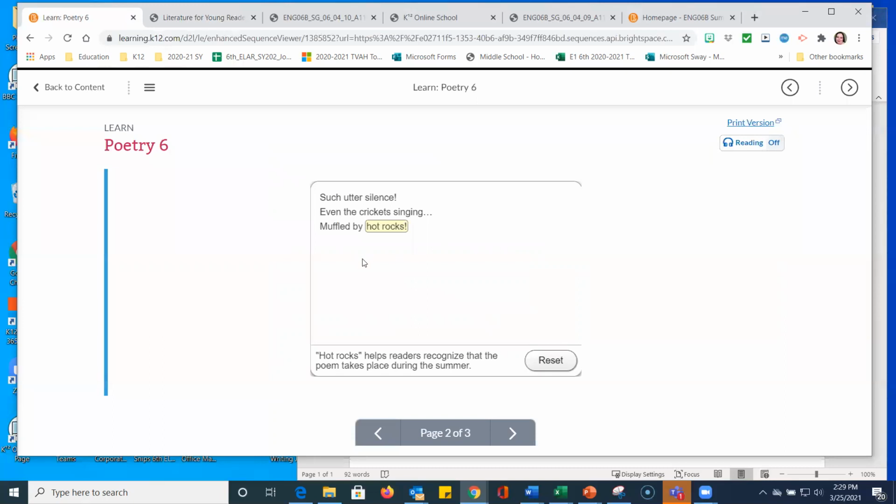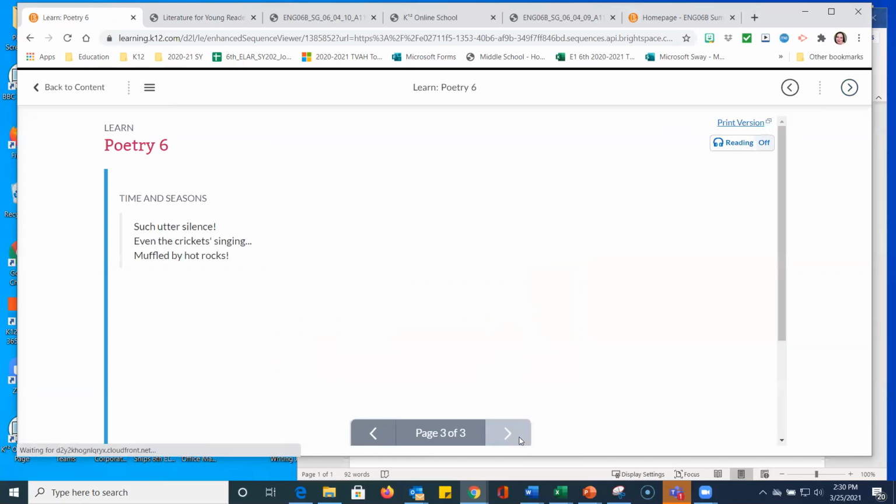Hot rocks. And again, I would copy and paste this question here, and then the answer is hot rocks. Why would the rocks be hot in the summer? Because the sun is hot and it beats down on them all day and they hold in that energy. Remember from science class, rocks hold energy and let them out at night. Some more than others. Oh, slide 3.